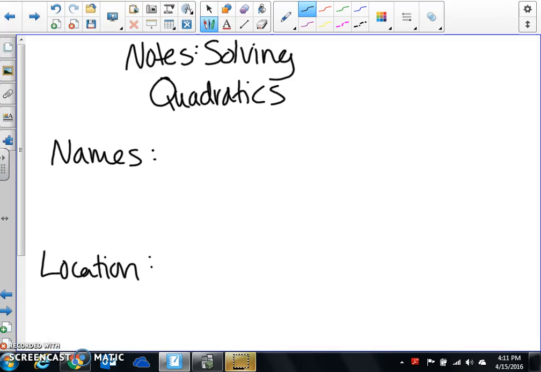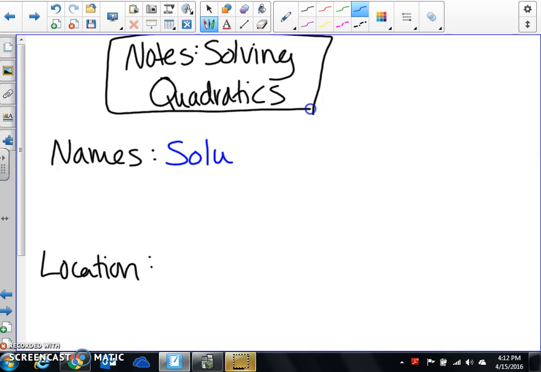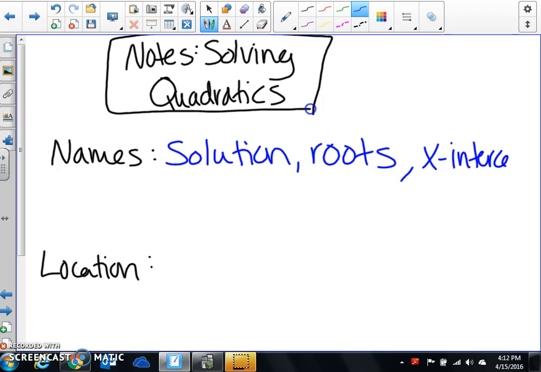Alrighty, when solving quadratics, there's a couple of names that they could throw at you. So obviously solving, they could just say straight up solution. What is the solution to the quadratic? Another thing they could say is root. What are the roots? Another one is x-intercept. And finally, they could say the zeros. So all four of these are the exact same thing.